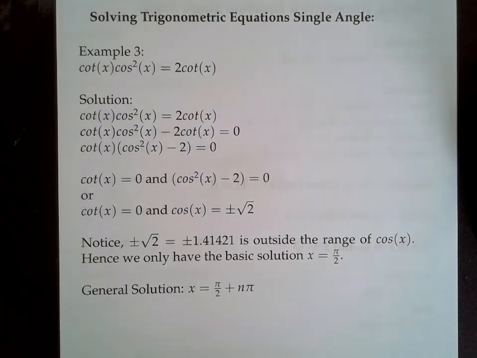Now, the immediate thing that I think of here is, do I want to use some sort of identity? Now, cosine and cotangent don't really have a good relationship without converting things to sines and cosines. So in other words, I don't really have a Pythagorean identity that's going to connect these two. So instead, I'm going to try to factor it first.